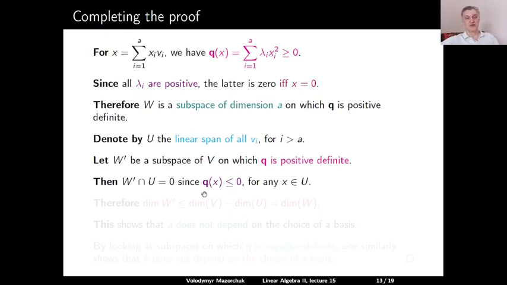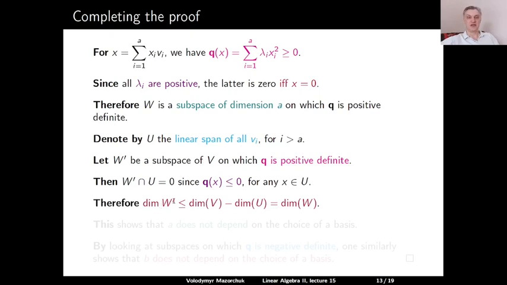And this is true because the evaluation of Q at any element x of U is given by the sum from i equals A plus 1 to n of lambda i times xi squared. Since all lambda i's for i greater than A are either 0 or negative, this expression gives us a non-positive real number. And by assumption, the restriction of Q to W prime should be positive definite. So this implies that the intersection of W prime and U is 0.